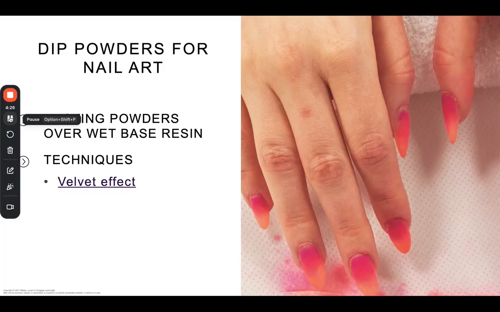Creating the velvet effect, you're going to do that by creating a gel polish design on top of a finished nail and sprinkling some of your dip powder over the design and curing it in the LED or UV lamp. You can also do this with powder as well, meaning acrylic powder. So you can create the velvet effect with acrylic powder or dip powder.